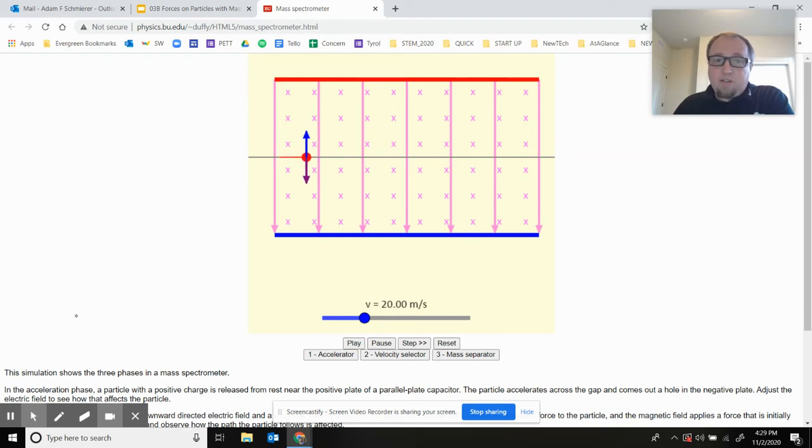So if it's just the right speed, it goes down the middle. But if it's going too fast or too slow, okay? It's not going to end up going through.